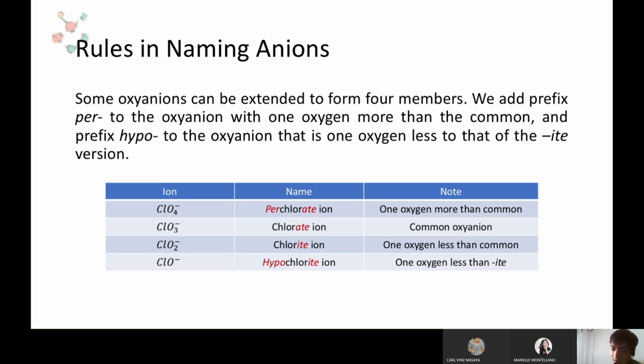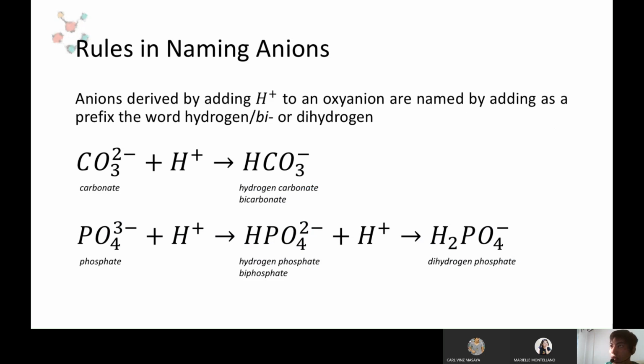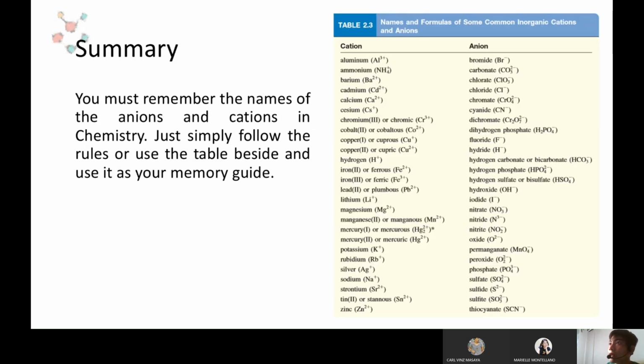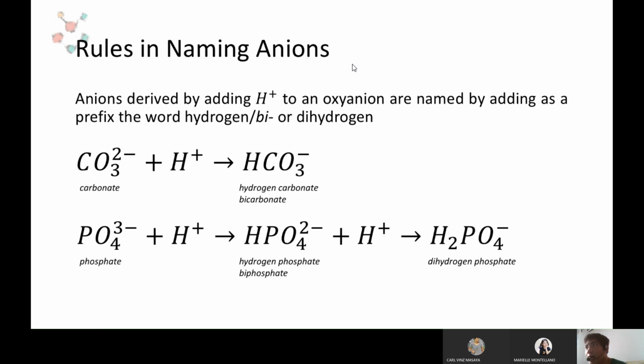Okay. Last rule. Good, it's the last rule. The last rule in naming anions: we can get an anion by adding a hydronium ion to your oxyanion. Remember, the oxyanions have quite a lot of charge, right? Negative 2, negative 3. So that means we can add hydronium ions and still end up with an anion.